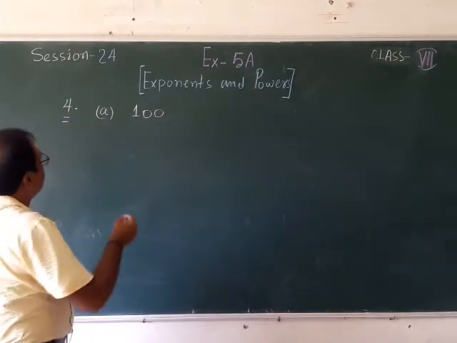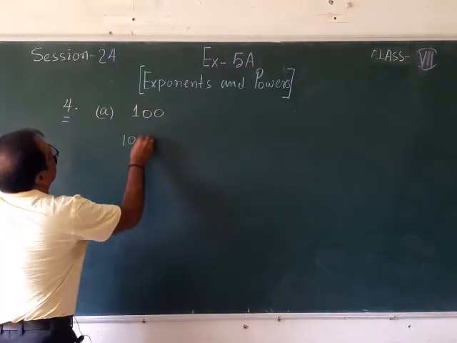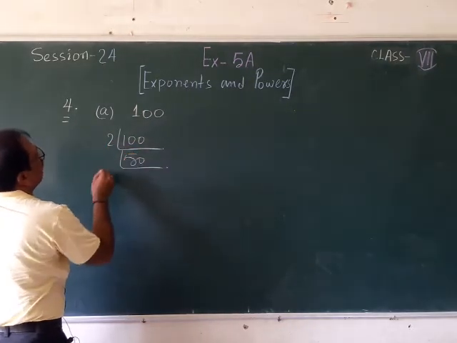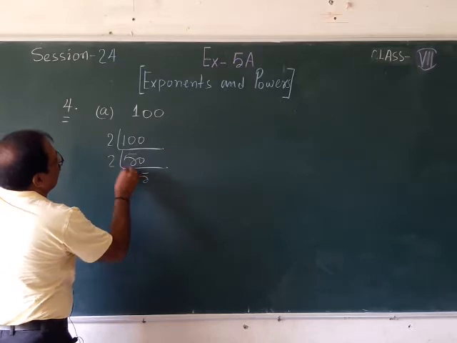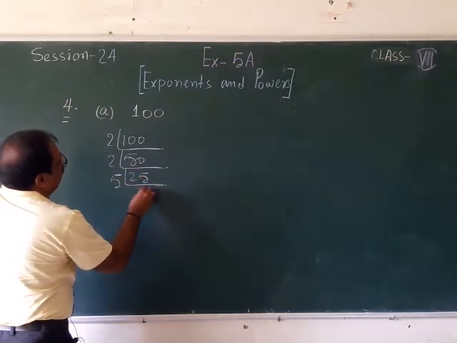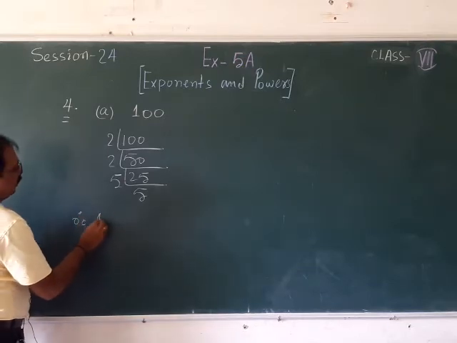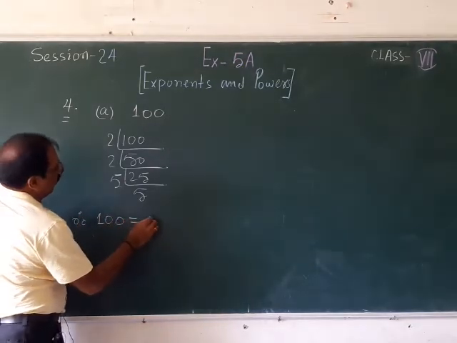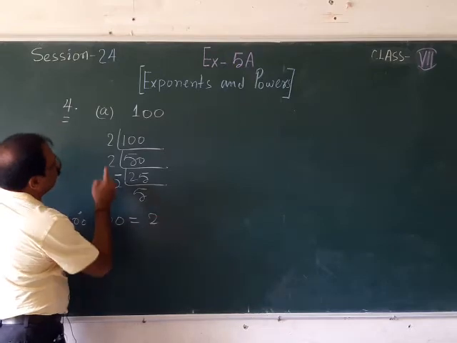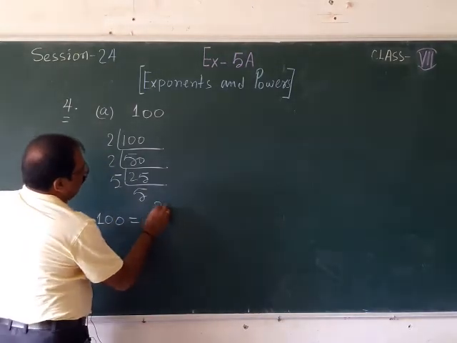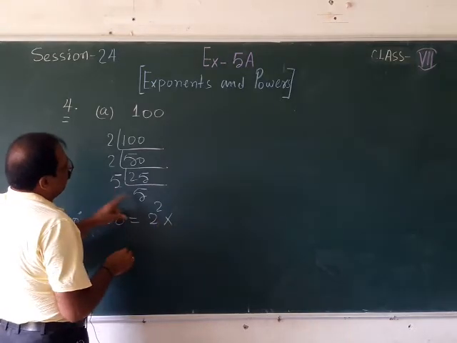It is written 100. So first of all, what to do? I am going to prime factorize it. 2 fives are 10. Take the smaller prime numbers and factorize it like that. Then 5 fives are 25. Further you cannot factorize. Therefore you can write that 100 means what? 2 into 2. How many times 2 do you have? 2 times. So you can write 2 to the power 2. And how many times 5 do you have? 2 times.